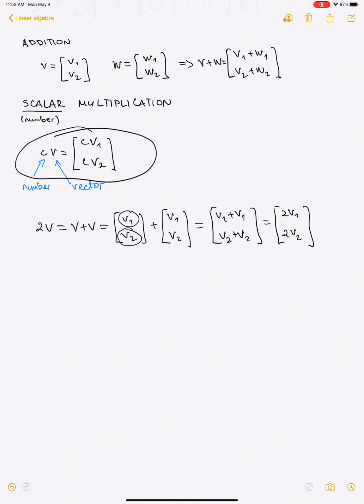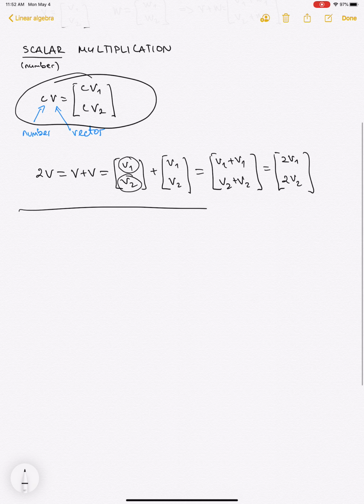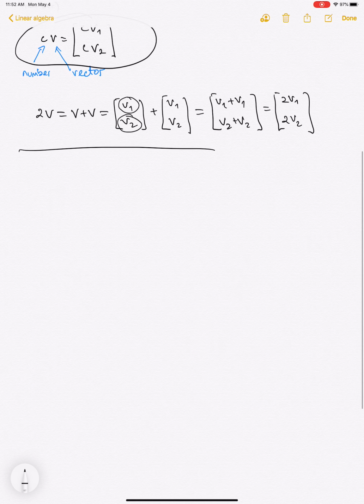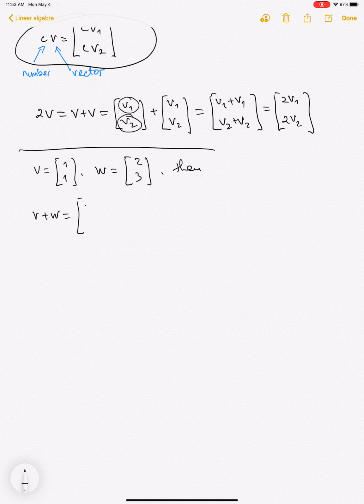Okay, let's look at some examples with numbers. I know letters can be a little scary. So, for example, let's stick with V being equal to the vector 1, 1, and W being the vector 2, 3. Then V plus W would be 1, 1 plus 2, 3. Their sum would be another vector with components 3, 4.